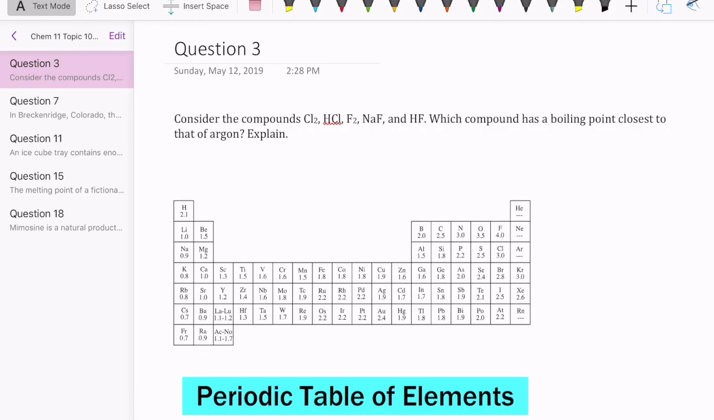All right, let's work on question number 3 in topic set 10 in Chem 11. This is a question about intermolecular forces and how the intermolecular forces will then affect properties of the molecules, for example, boiling point in this case. So we're asked to consider a series of compounds and we're asked to see which of those compounds might have the boiling point that's closest to argon.